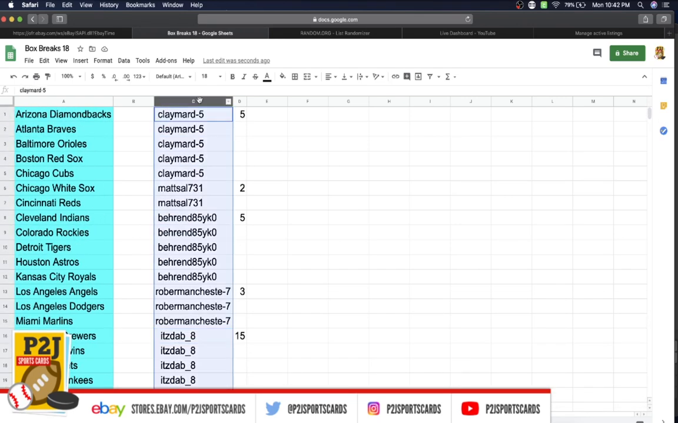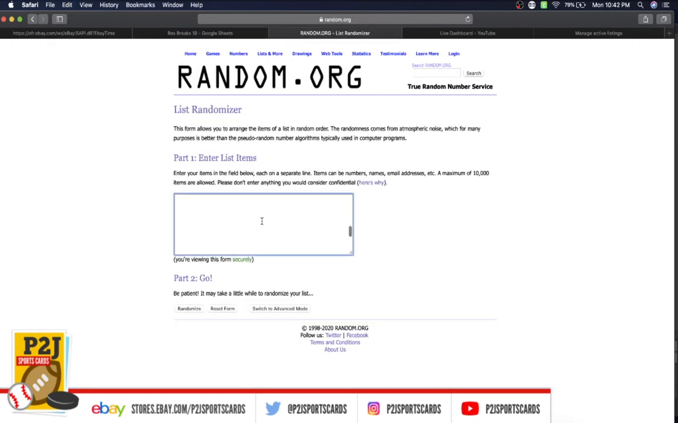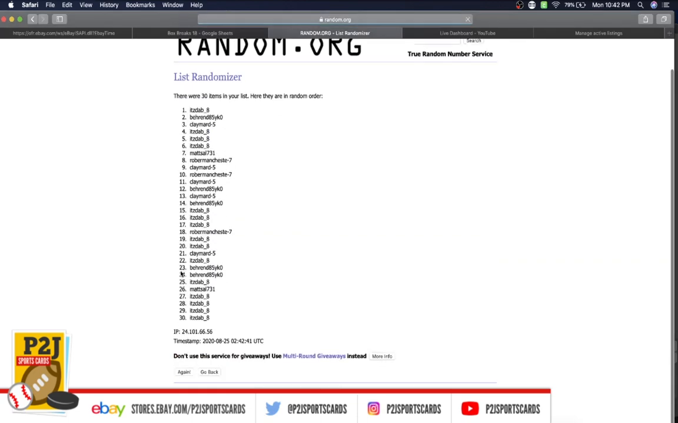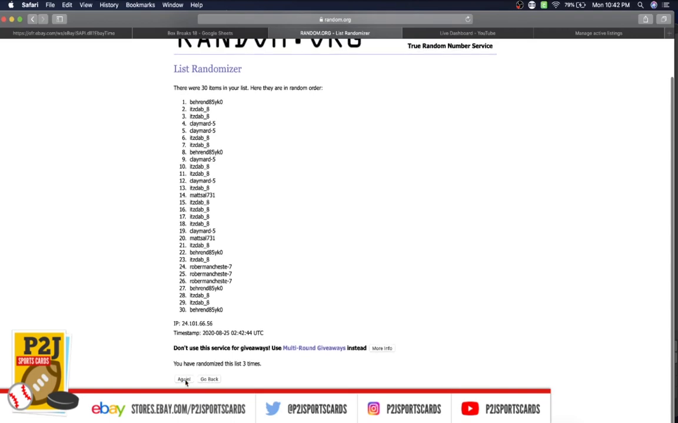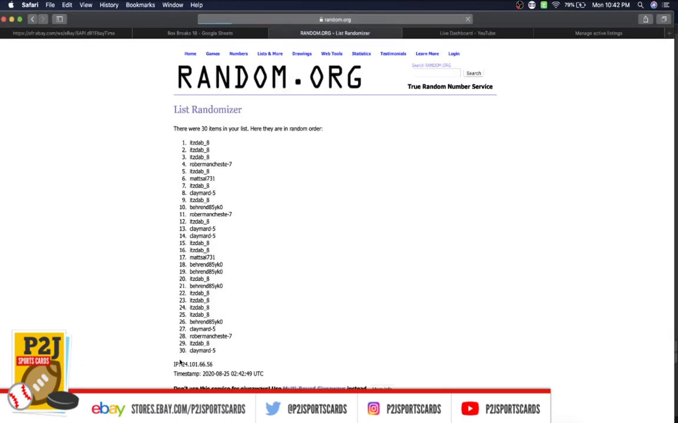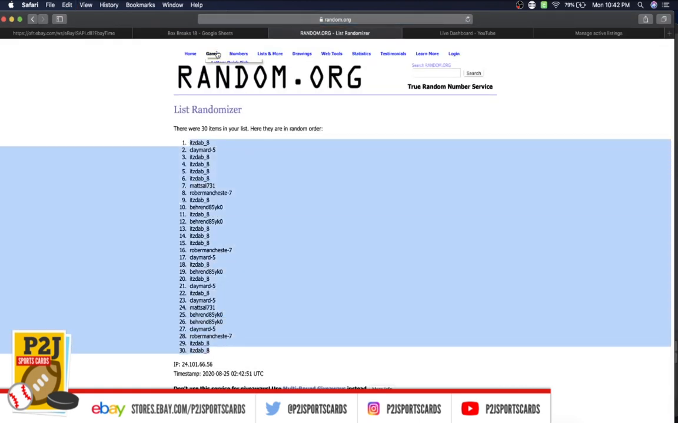So let's randomize everyone 7 times to determine our teams for the break. Clay's on top, Dab on the bottom once, twice, 3 times, 4, 5, 6, and lucky number 7 has Dab on top and on the bottom.